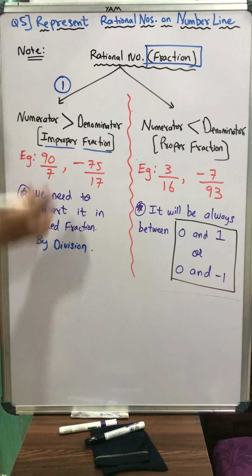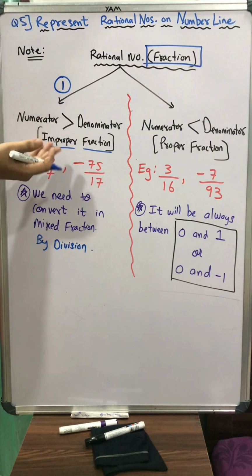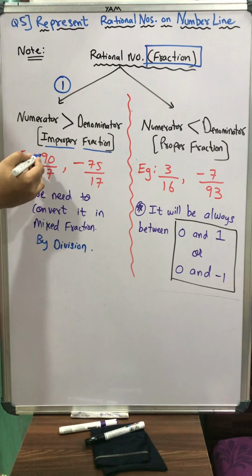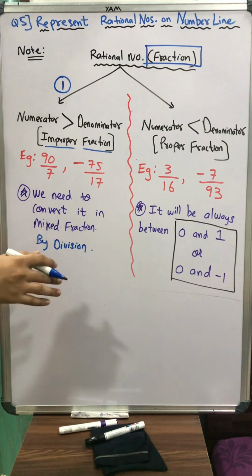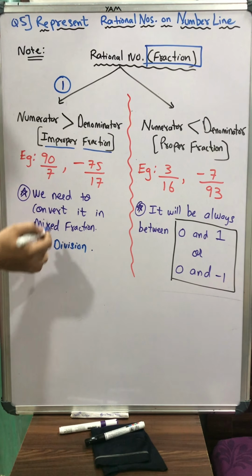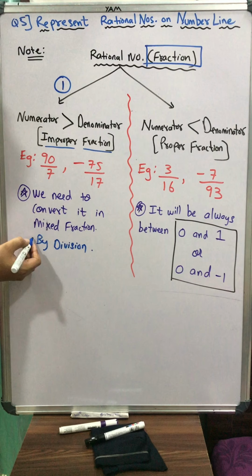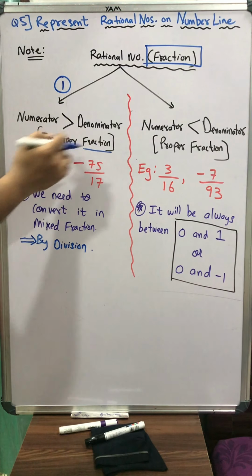So all of you just remember this note, that if a fraction is given to you and in that fraction numerator is big and denominator is small, example 90 upon 7, numerator is more, denominator is less, then what we have to do, we need to convert that fraction into mixed fraction. By how? By division. We divide and we convert it. We'll see that in the numericals. And such type of fraction, when numerator is big and denominator is small, is called as improper fraction.